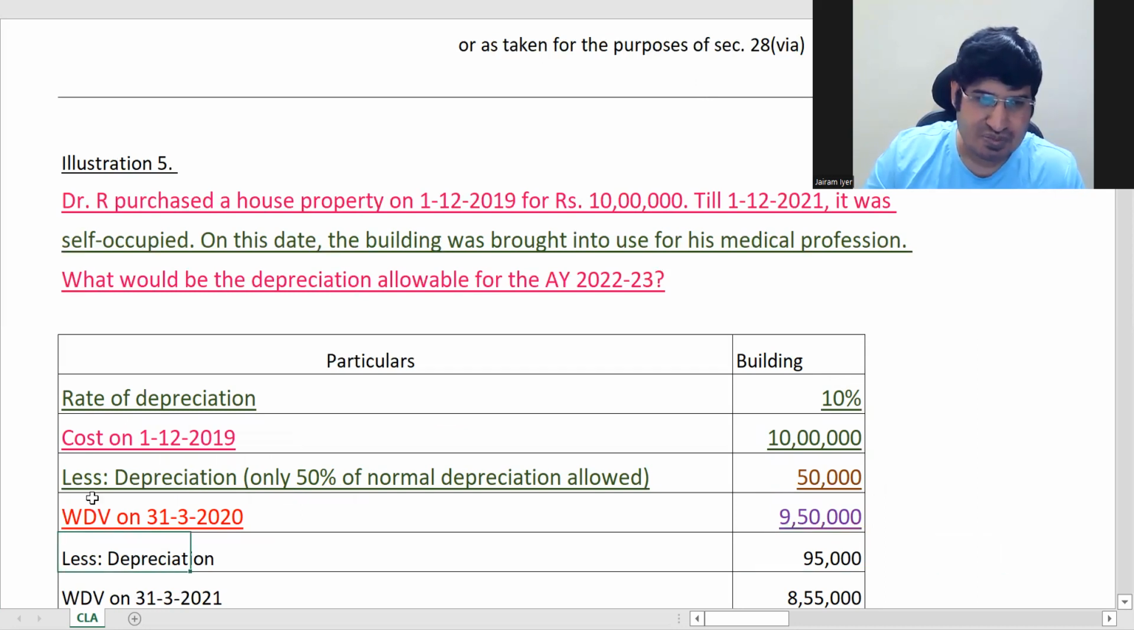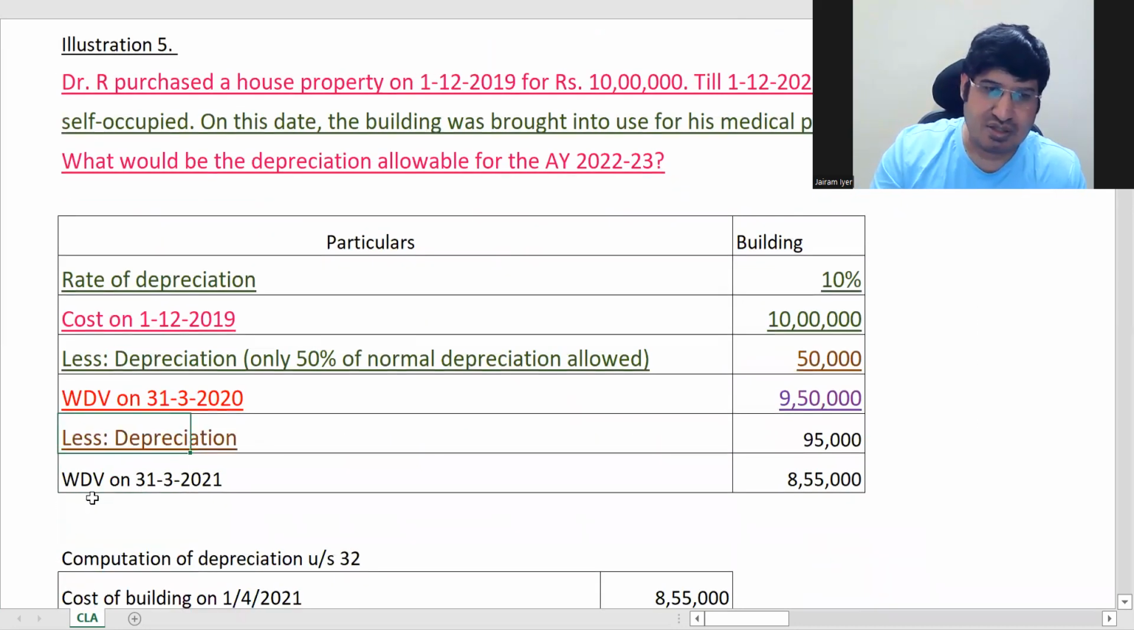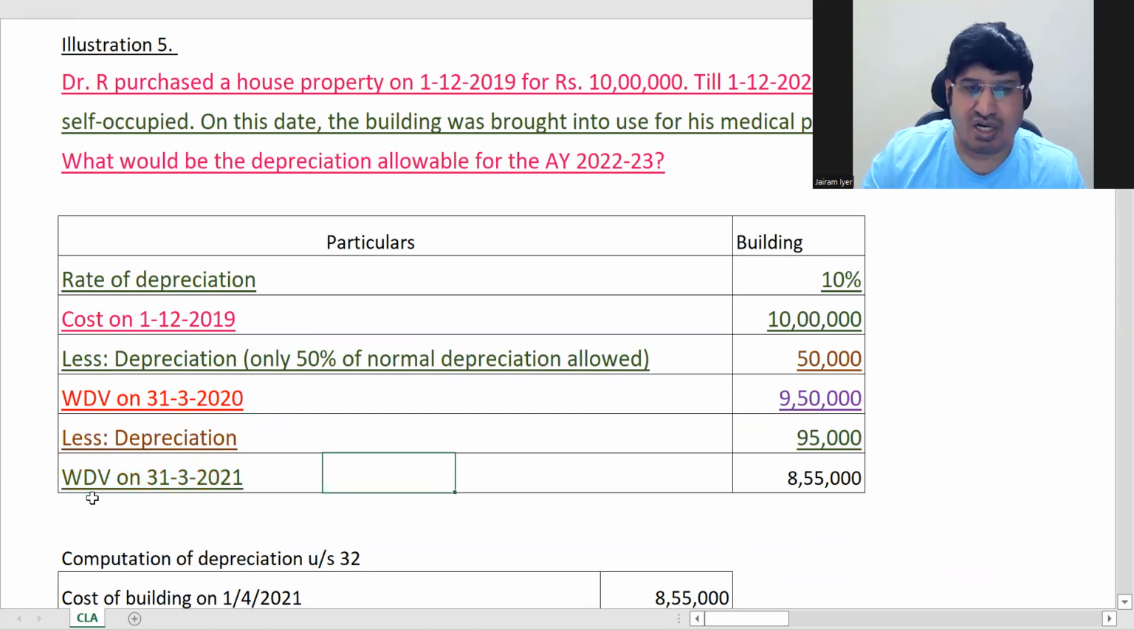Okay, less depreciation. Now this time it will be 10% of this. Okay, directly 95,000. WDV on 31/3/2021 is 8,55,000. That is 9,50,000 minus 95,000. Okay, so what did we get? WDV on 31/3/2021. Correct. So to get this WDV we used the provision.